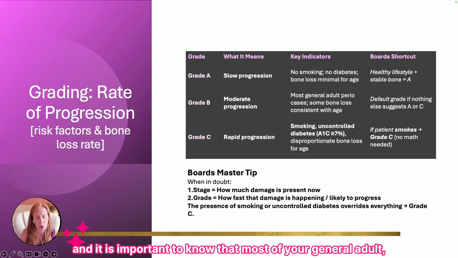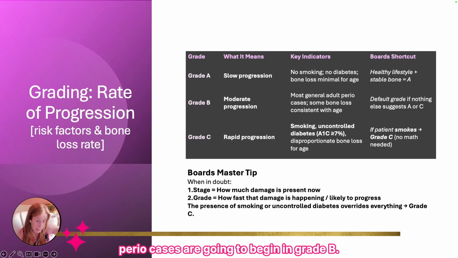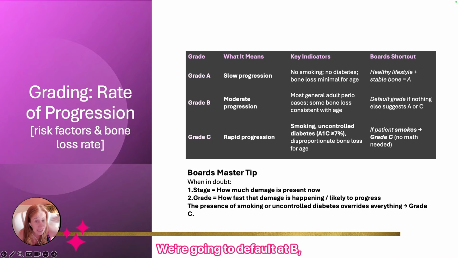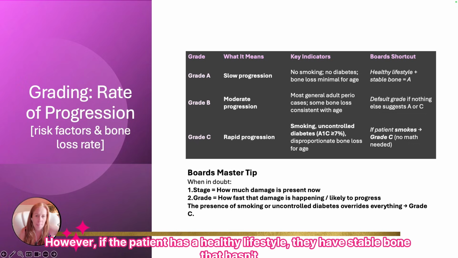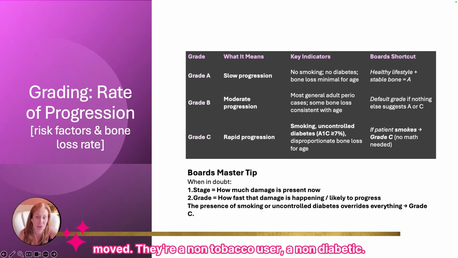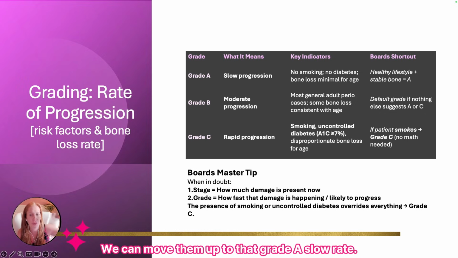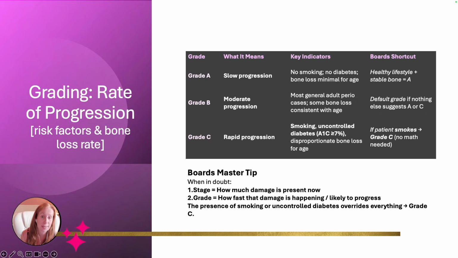And it is important to know that most of your general adult perio cases are going to begin in grade B. We're going to default at B. And if nothing else suggests it, they'll stay in B. However, if the patient has a healthy lifestyle, they have stable bone that hasn't moved, they're a non-tobacco user, a non-diabetic, we can move them up to that grade A slow rate.